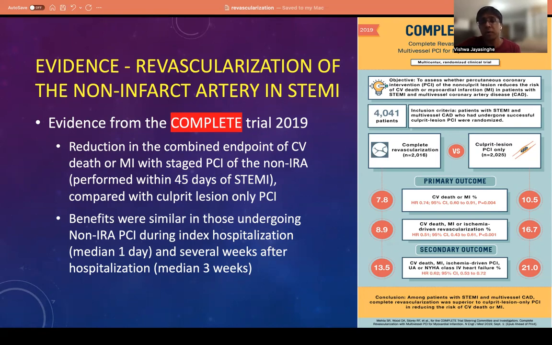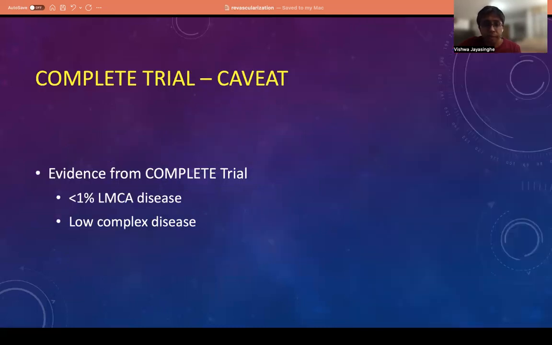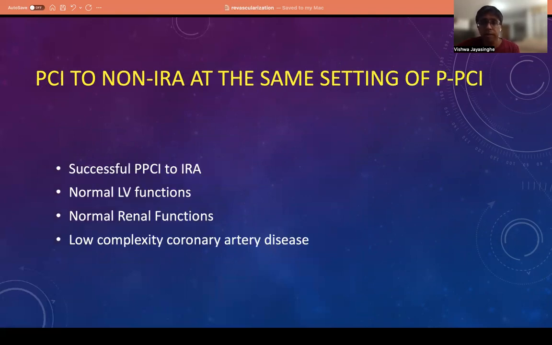Timing, according to this trial, was done within 45 days, but this can be done within 1 day as well as after 3 weeks. However, there's a small caveat for this trial. When you go through the patients in the complete trial, you see only a very small number of patients with critical left main disease, and these patients also had more low complex disease. That should also be kept in mind when you interpret this trial.